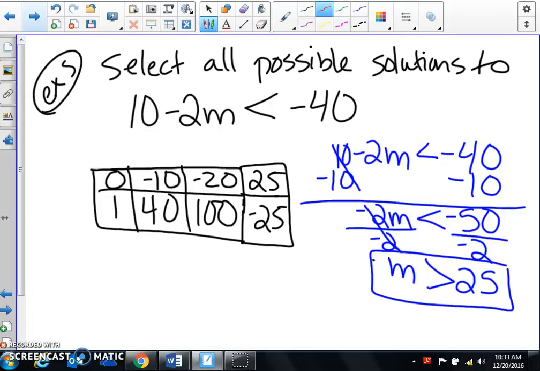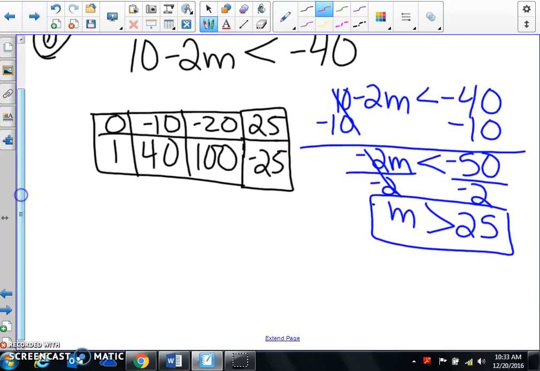All right, so now, this is not saying, hey, what's your solution? It's saying to select all possible solutions. So I start with 0, and I just plug it in to the m, the variable. So remember, the alligator has to eat the bigger number. Is 0 greater than 25? No. So that's not a solution.